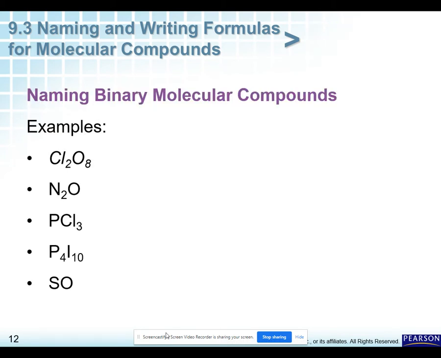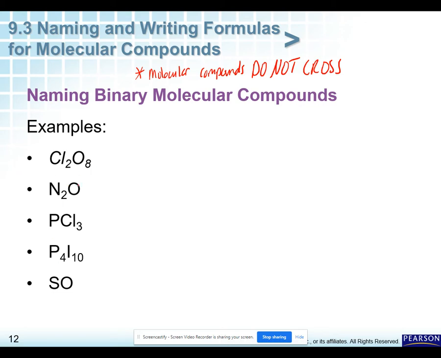So let's do some examples. One thing I do want to start before we start these examples is molecular compounds do not cross. Since they are not made up of ions, I don't have any charges to cross. This is just telling me how many I have.